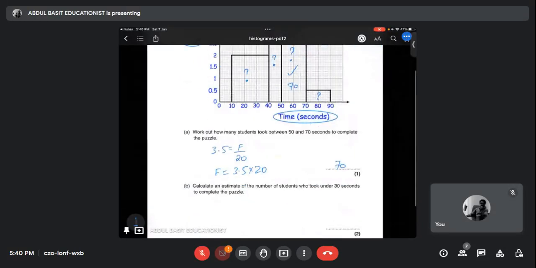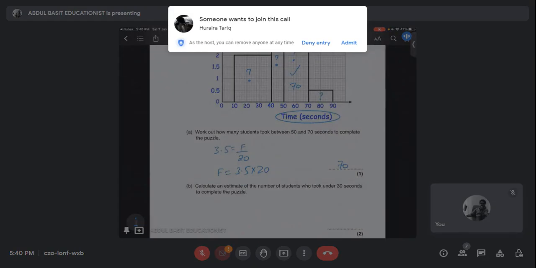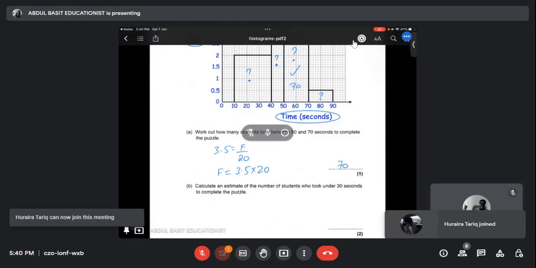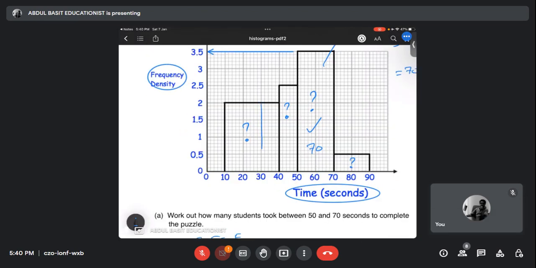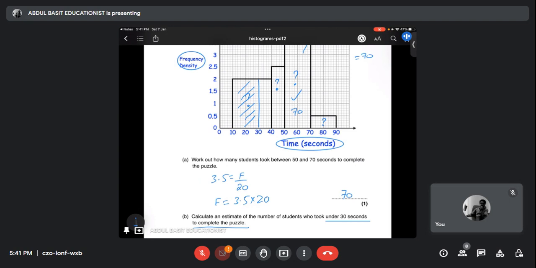70 students. Calculate an estimate of the number of students who took under 30 seconds to complete the puzzle. So under 30 are these. Yes or no? So this is our imaginary pillar.